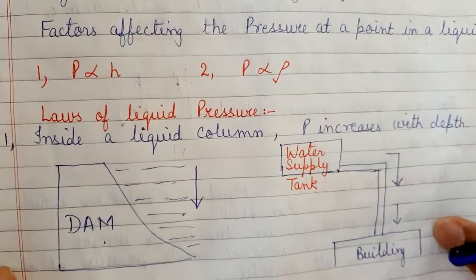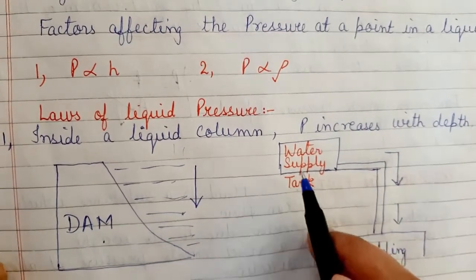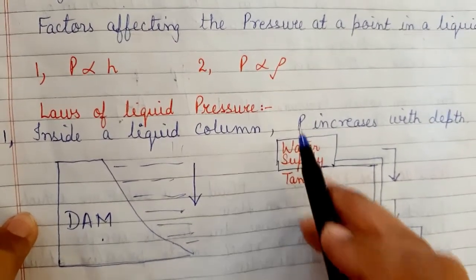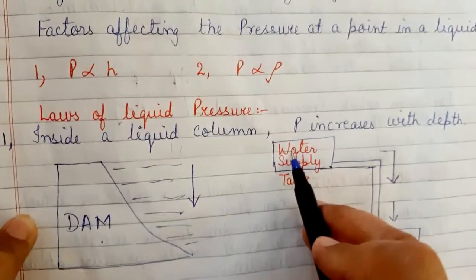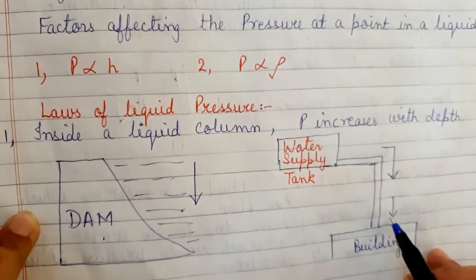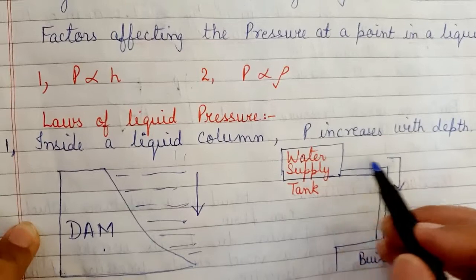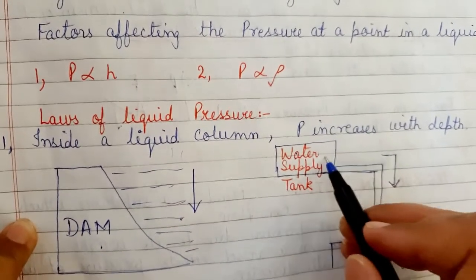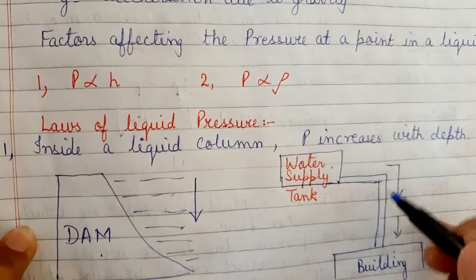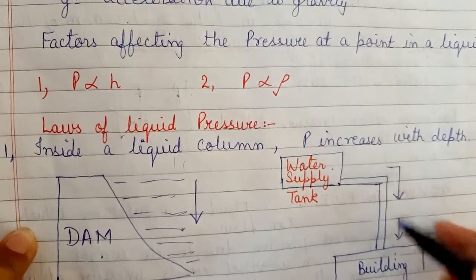Now let us look at the second example. The water supply tank which is placed on a building or a house is always on the top. The reason is that, as we know, the pressure increases with depth, so it is easier for the water to flow from the higher level to the lower level, and also the force of gravity helps in the movement of the water.